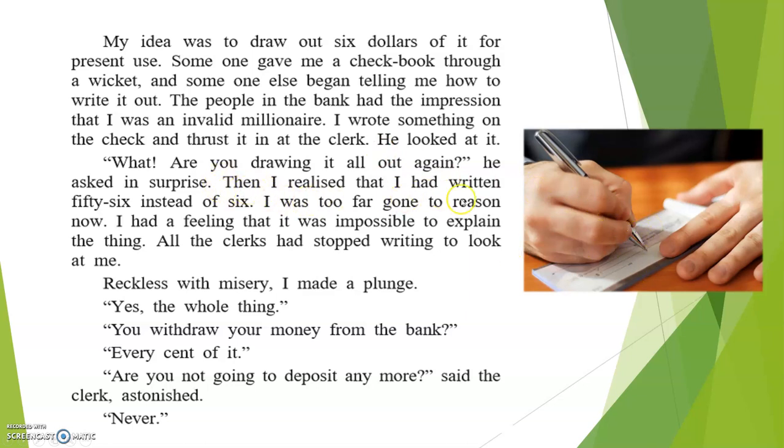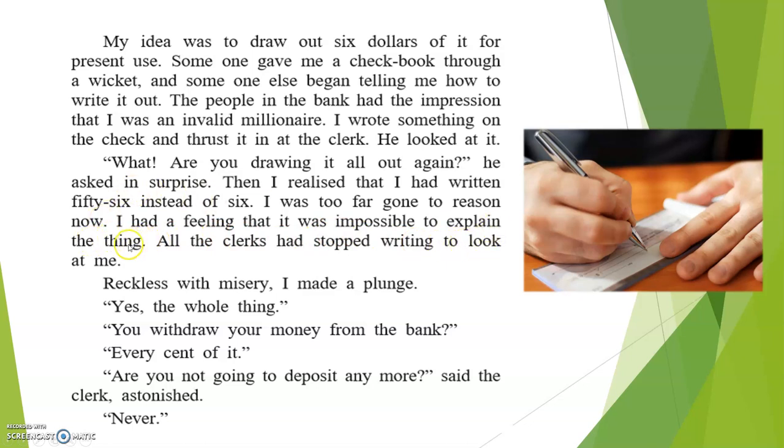And then I realized that I had written 56 instead of 6. Now there's a difference, right? He wanted to withdraw, remove only 6. But on the check he writes 56. What a big mistake, right? I was too far gone to reason now. I was too far gone to reason now means it's now too late. He felt that now it doesn't make any sense to reason out why I did it. I had a feeling that it was impossible to explain the thing.